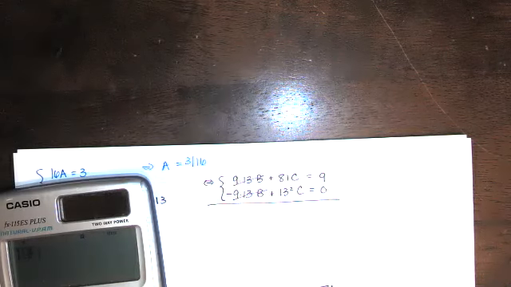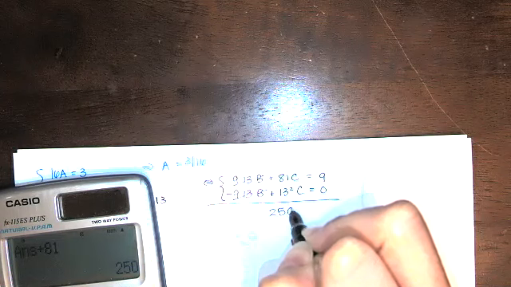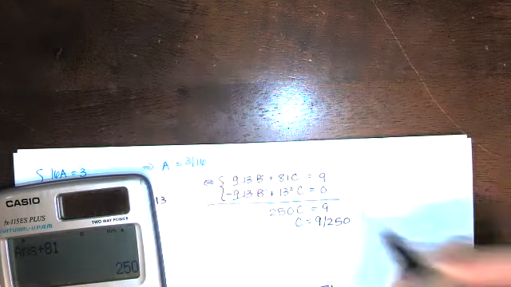So let's see what 13 squared is. Oh, that's right, 169, I forgot. And then we have 81 there, so we get 250c equals 9. So c equals 9 over 250.